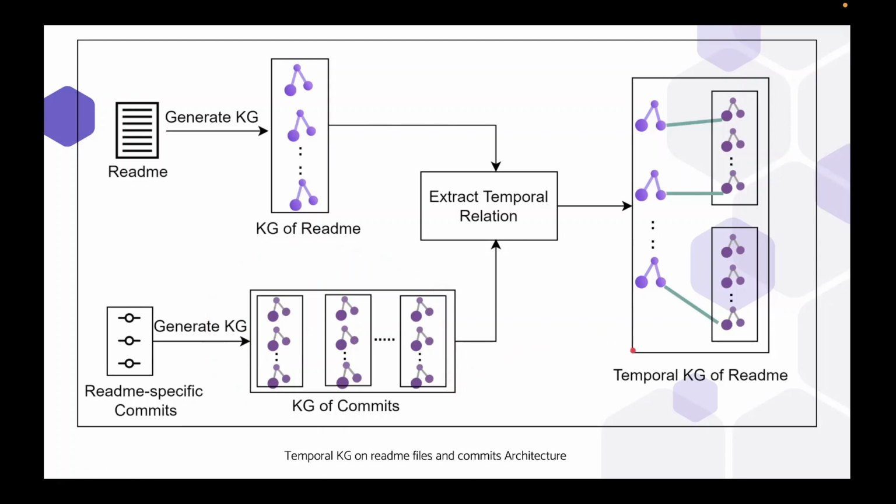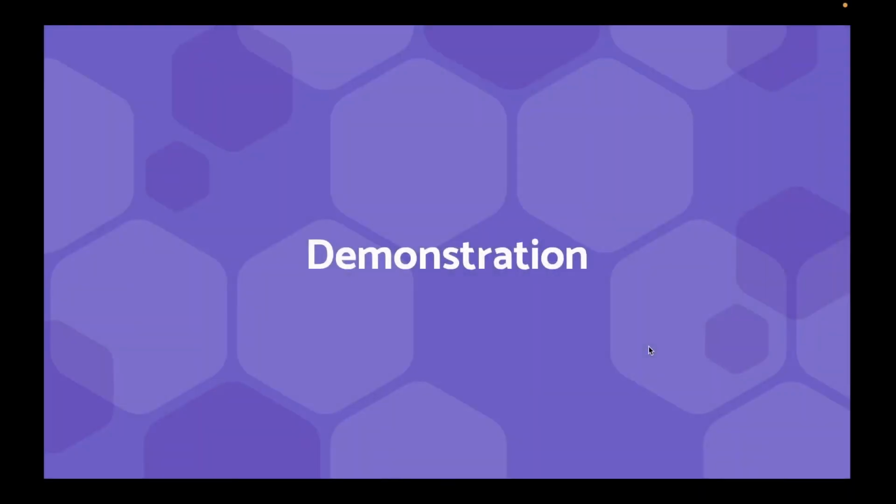In order to construct temporal knowledge graph of Readme, we need to extract a temporal relation. For this, we map the triplets of the Readme knowledge graph to the triplets present in the commit knowledge graph and extract and embed time and commit SHA information. Now I will show the run through of the code and create a temporal knowledge graph over a repository and display the results.